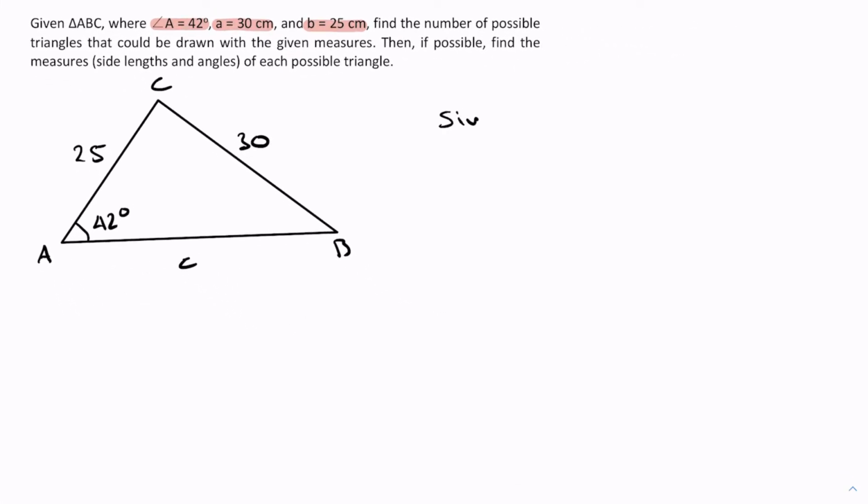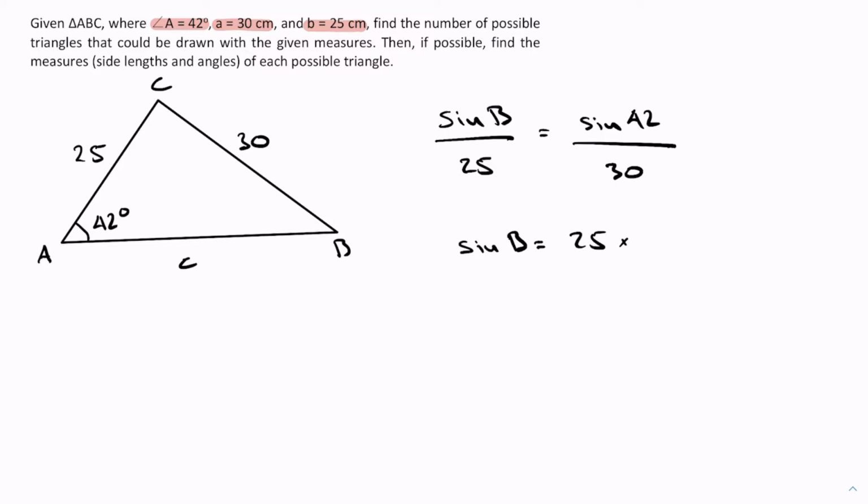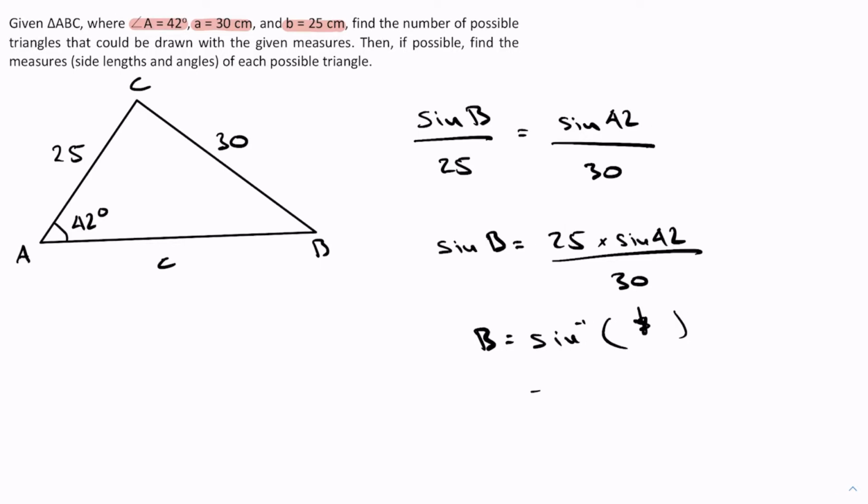So let's start by applying our sine law. I'm going to go sine of B, because that's what I want to find, over 25, and that's equal to sine of 42 over 30. And when I do the math, I get sine B equals 25 times sine 42 divided by 30. And B is going to be the sine inverse of whatever that number is. I'm going to do that on the side, on my table calculator.